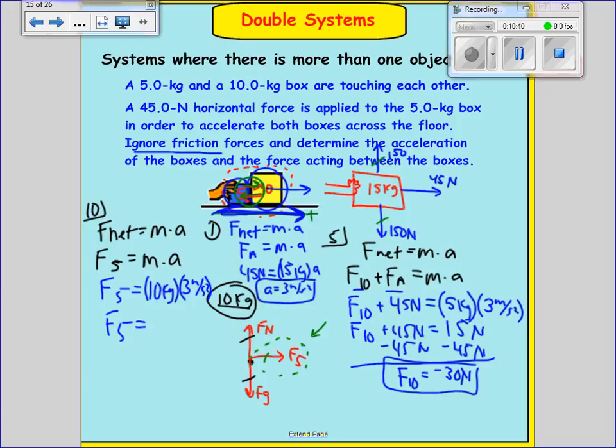Force 5 equals 10 times 3 is 30, and we're now in units of newtons. And notice we got the exact same answer. Notice that here it's positive because according to the 10 kilogram force diagram, that force is pointing in the right direction. So no matter which block you choose, you're going to get the same magnitude of 30. You will just get opposite signs because they'll be pointing in opposite directions. All right, let's just do one more example so we can keep this video kind of short.